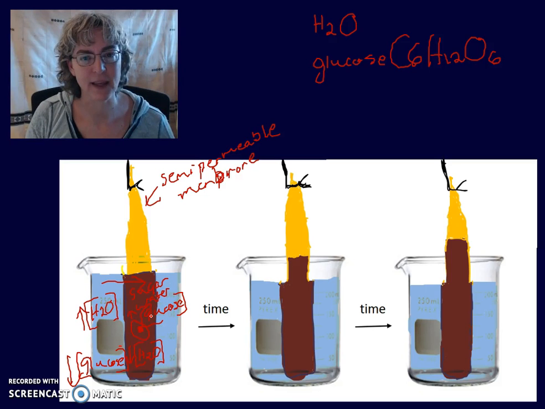But if you think about it though, the water is moving from an area of low concentration of solute to a high concentration of solute. So you have to think of it as the movement of the water. Okay, so what does it have to do with cells? Well, let's take a look.